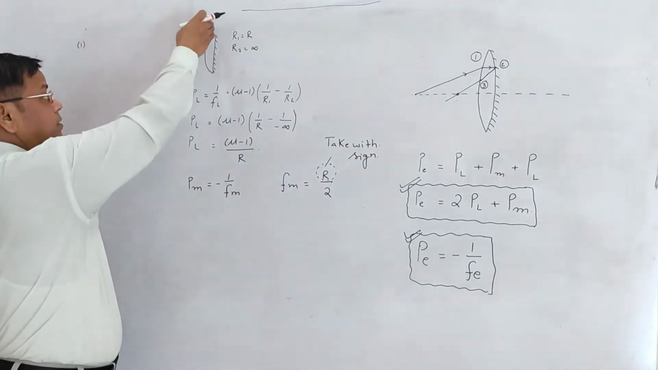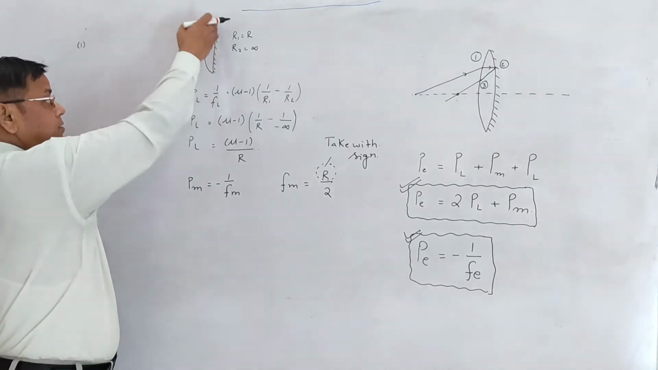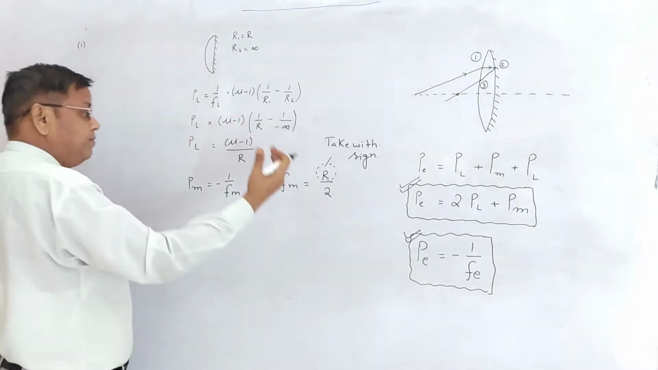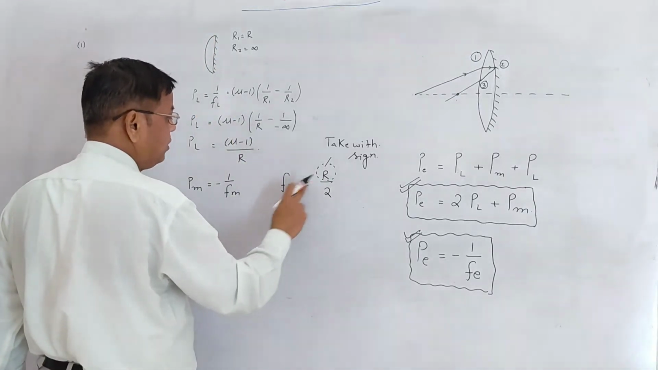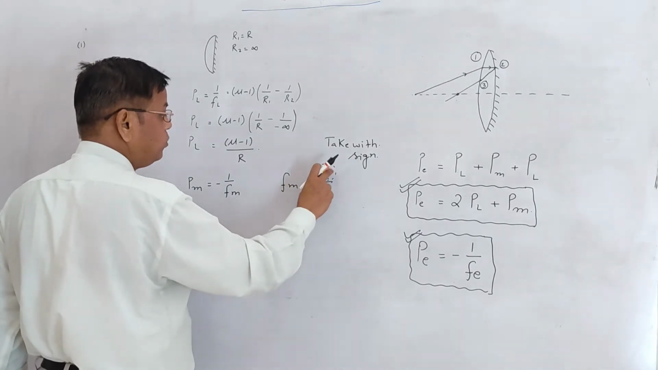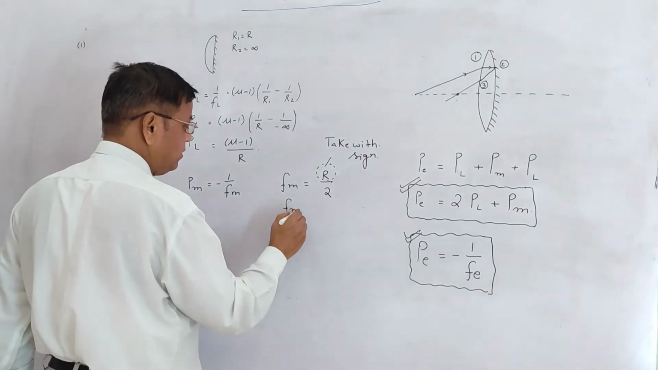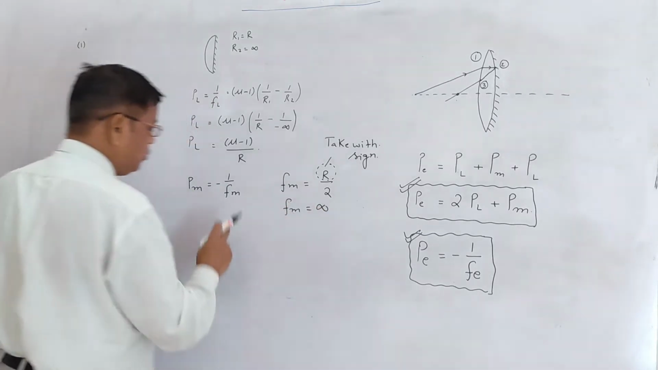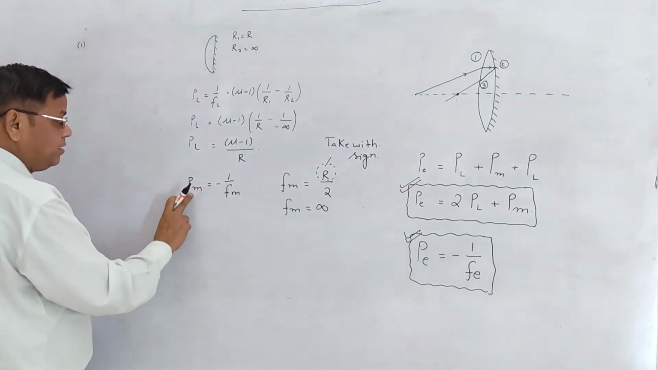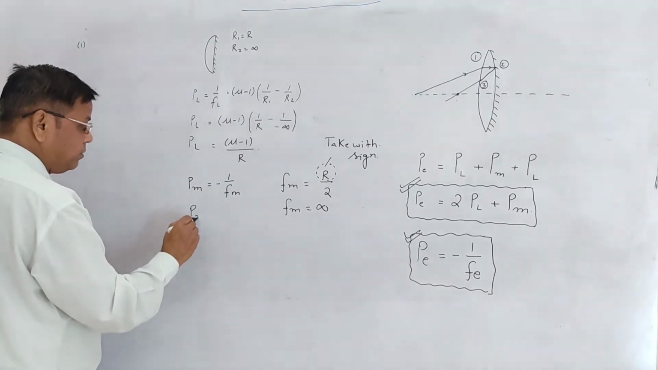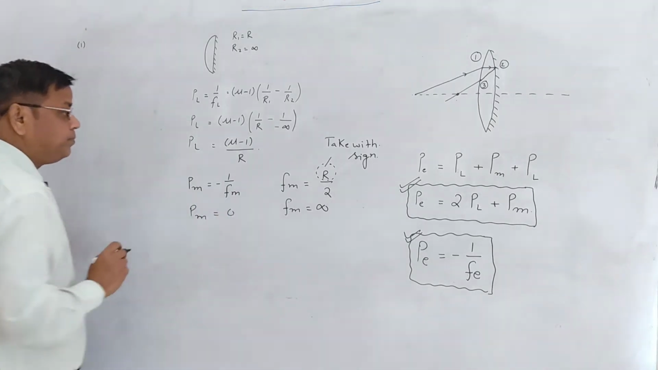In this case, R of this mirror surface, the silvered surface, is infinity. So the focal length will be infinity, because infinity divided by 2 is infinity. So Fm is infinity, and if I put infinity here, I get 0. So the power of the mirror in this case is 0.